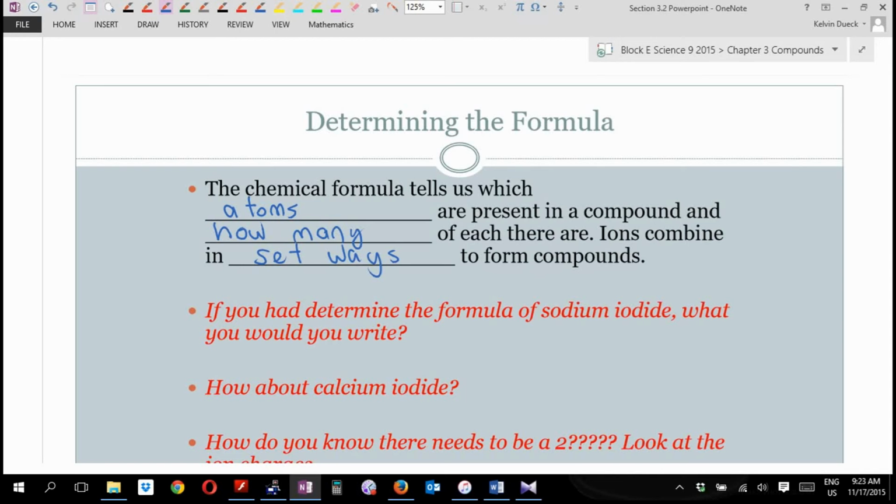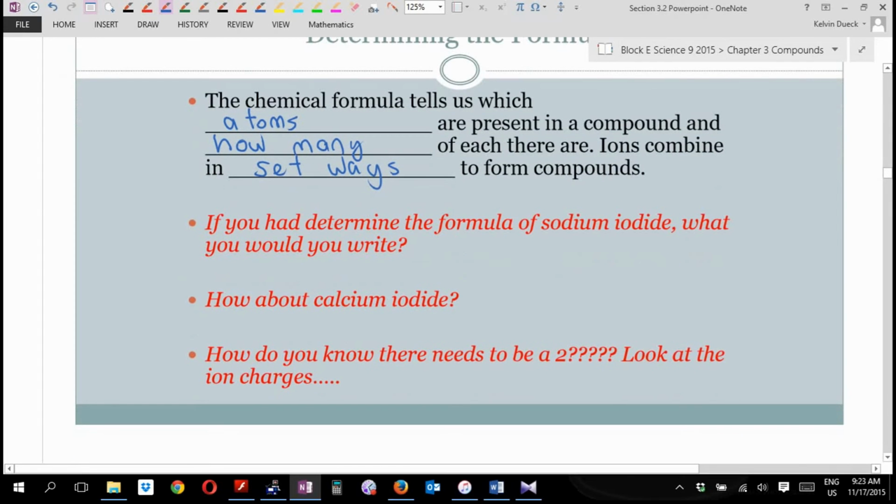And then I have some just thinking, this is not in your notes. If you had to determine the formula of sodium iodide, what would you write? Well, sodium. What's the charge on a sodium ion? Iodide. What's the charge on an iodide ion? How many of each of those would you need to have a lovely, balanced, happy compound? 1 and 1. So you could just write NaI. Technically it's 1 and 1, but just like in math, when we don't put 1s in front of x's, we don't bother putting 1s there.